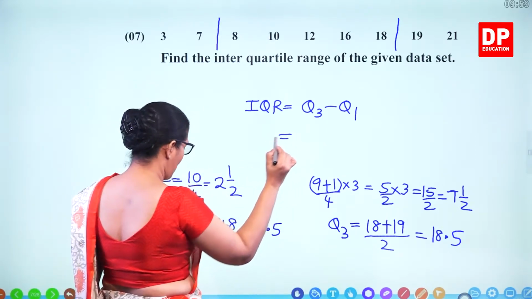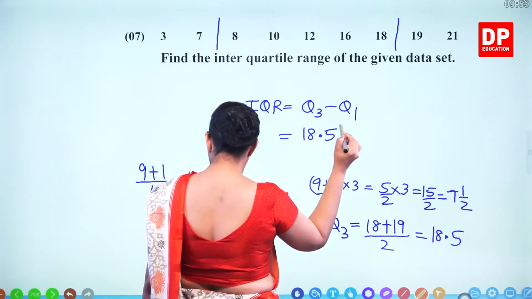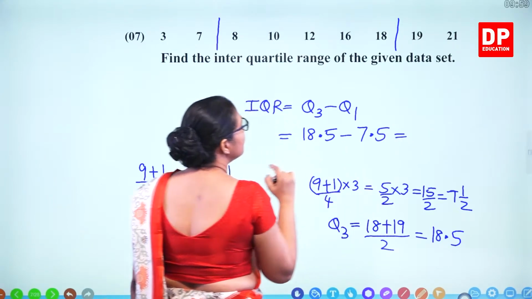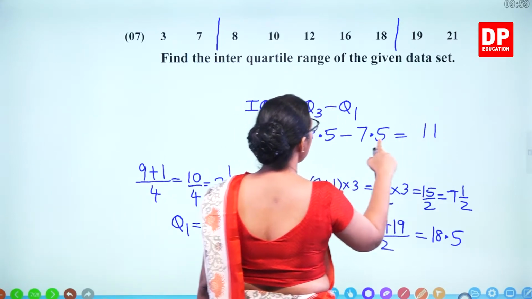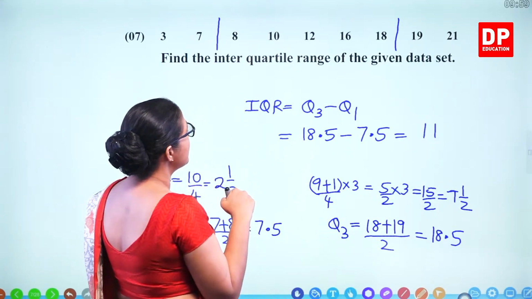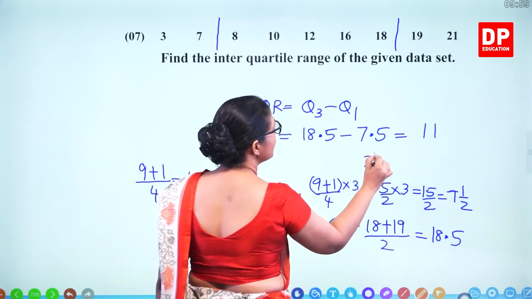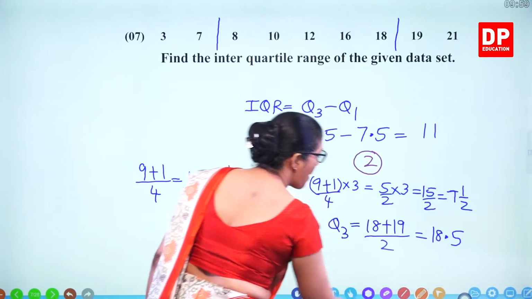Take the difference. Q3 is 18.5. Q1 is 7.5. You get 11. 11 is the interquartile range. So you get 2 marks for that: the accuracy mark and the method mark.